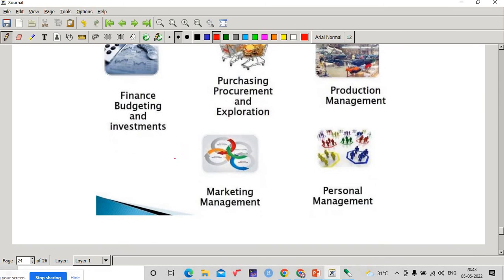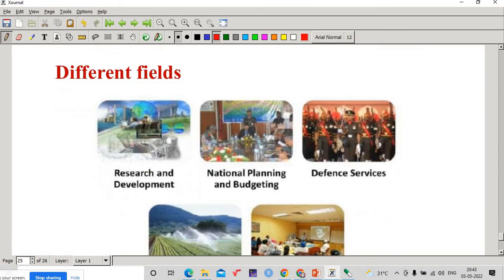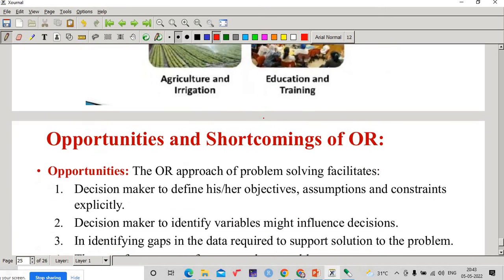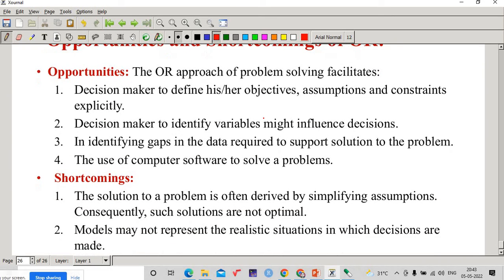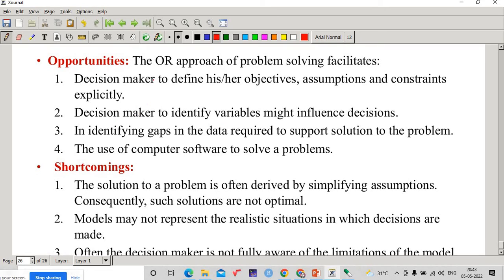The scope I already told you, some figures are included here, different fields, opportunities and shortcomings of OR. So, opportunities: an approach for problem solving that facilitates the decision maker to define his or her objective, assumptions, and constraints explicitly. So this is the opportunity to the decision maker or any organization. Identify variables that might influence the decision.